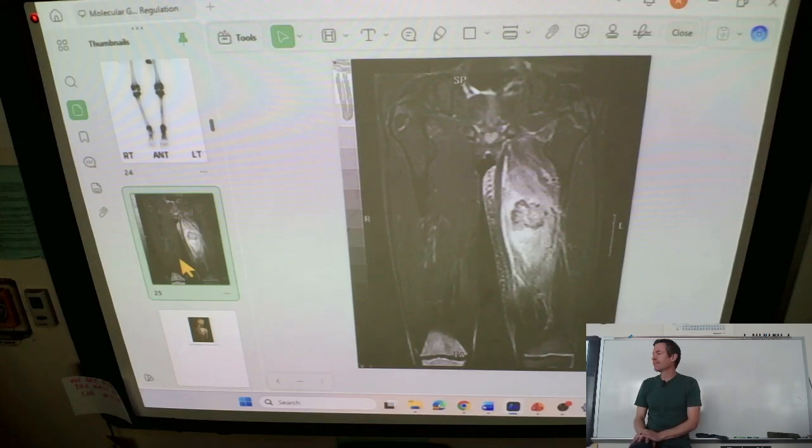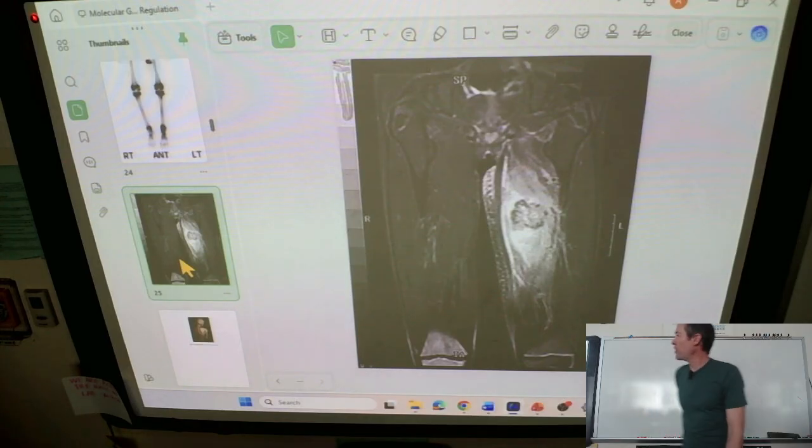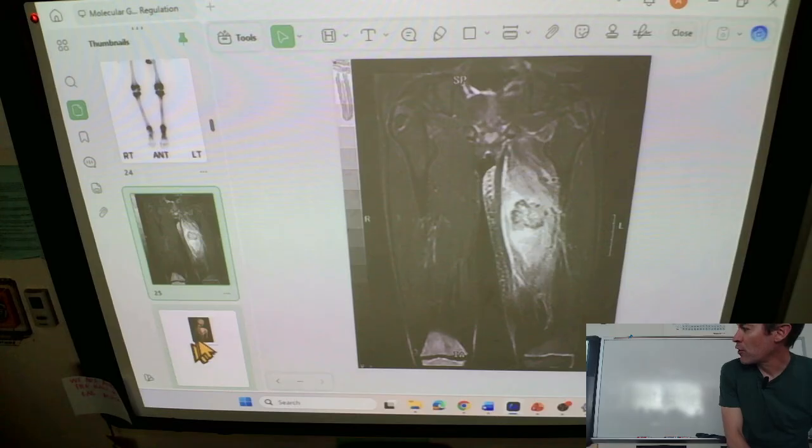Yeah. Other questions so far? Cool. All this stuff is super fascinating to me. So with this guy, there are different versions of this disease.